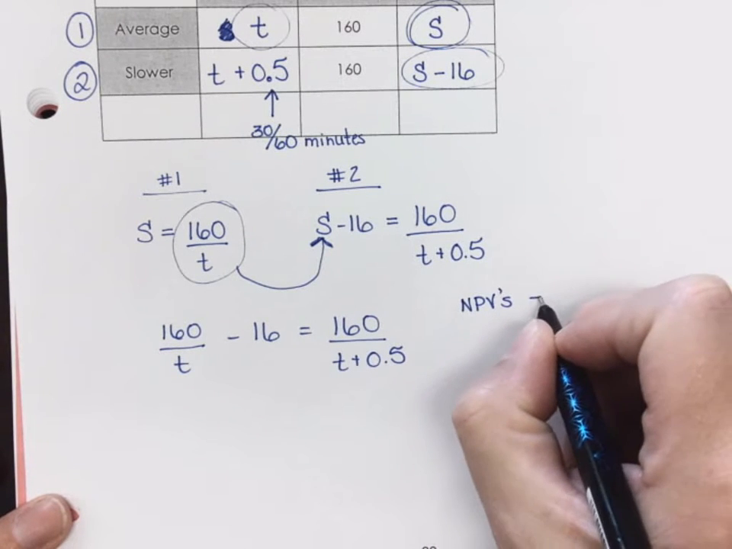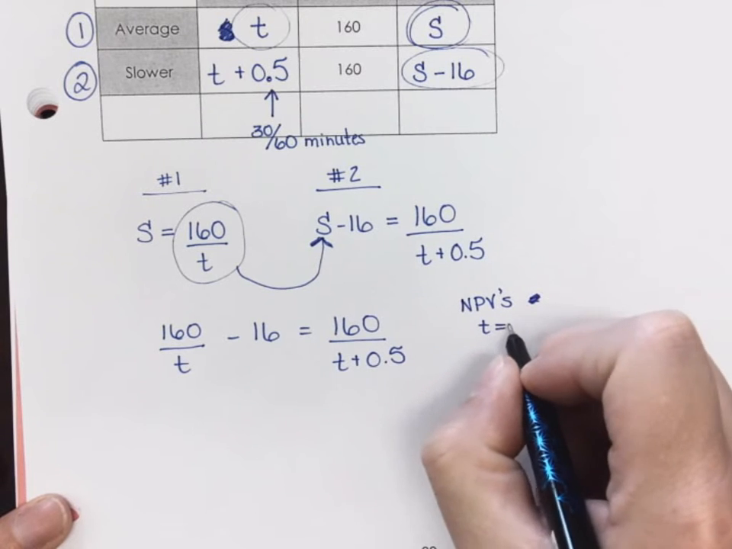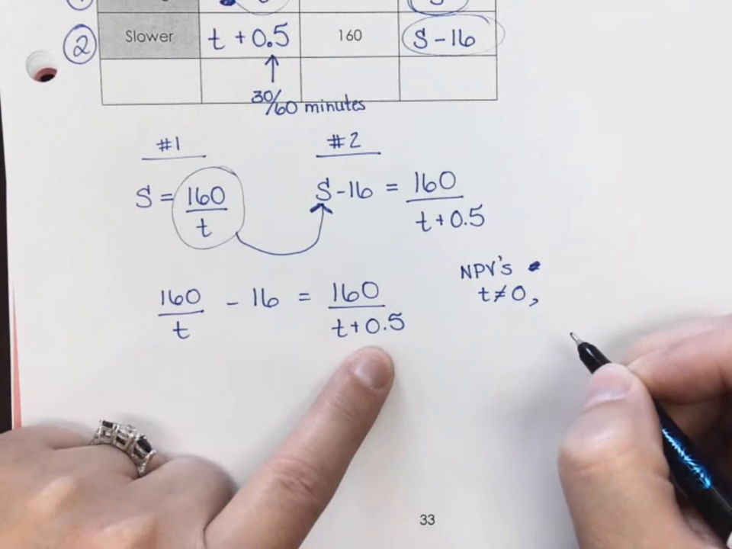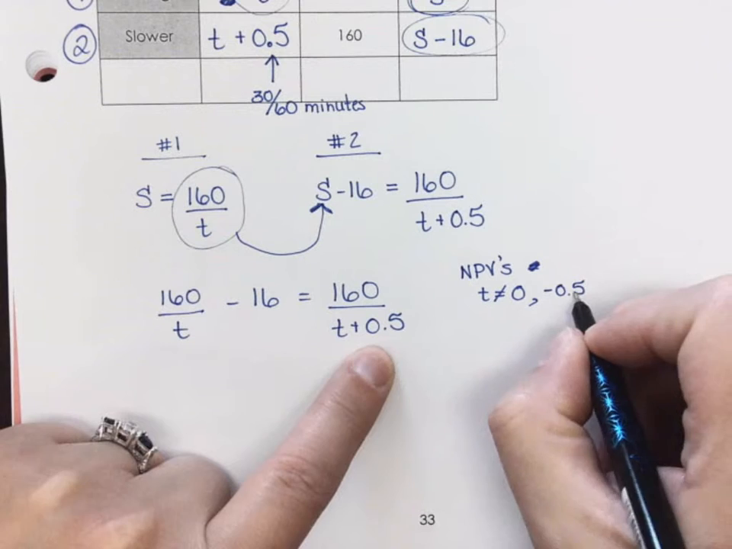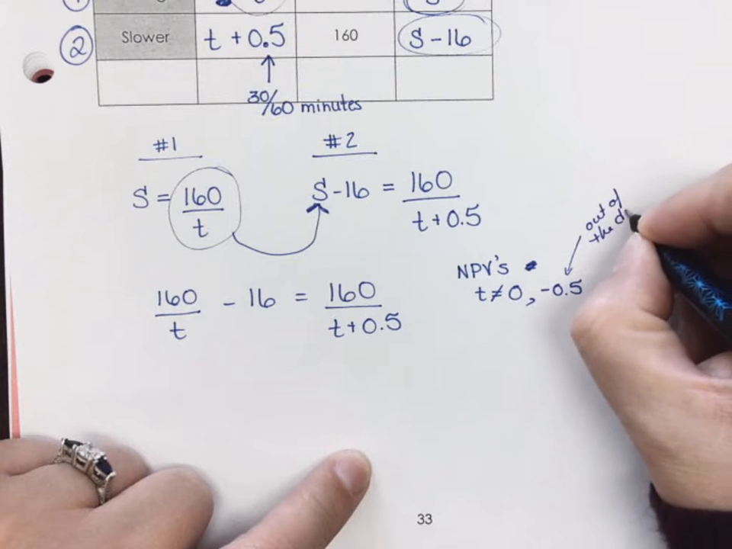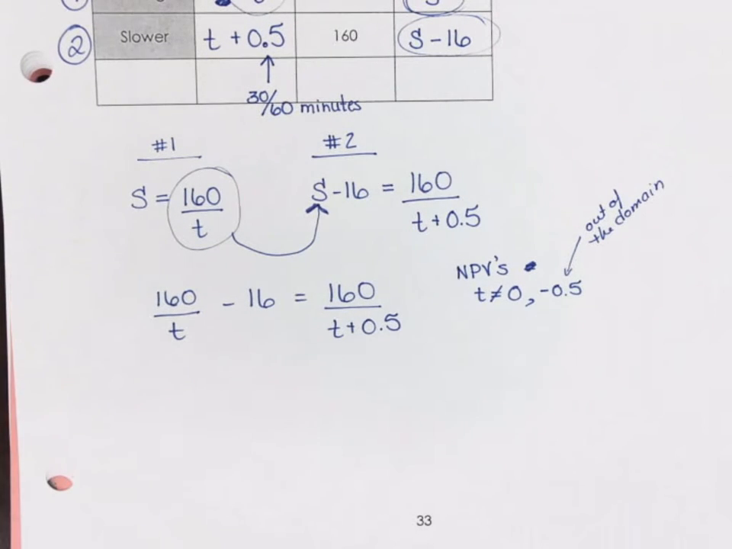NPVs. So my NPVs are T cannot equal, what's the first one? 0. And T cannot equal negative 0.5. Now that one is kind of out of the scope. Out of domain. And all I mean by that is it doesn't make sense. Because what does the letter T represent? Time. So can I have a negative time? I guess maybe we could if we went back into yesterday, but the train's not going to go back into time. So when I say it's out of the domain, that just means it's not a value that makes much sense. But I'm still going to leave it there because it's good to practice that.